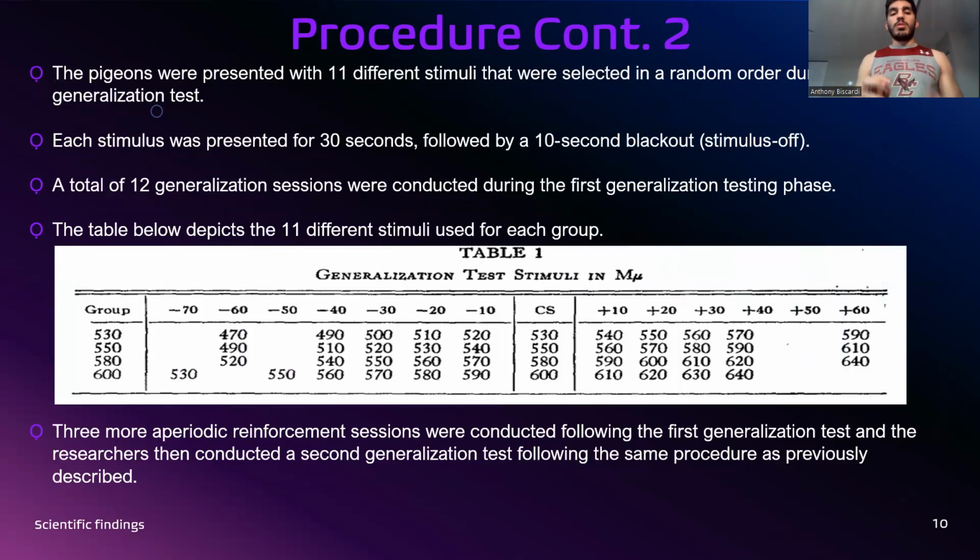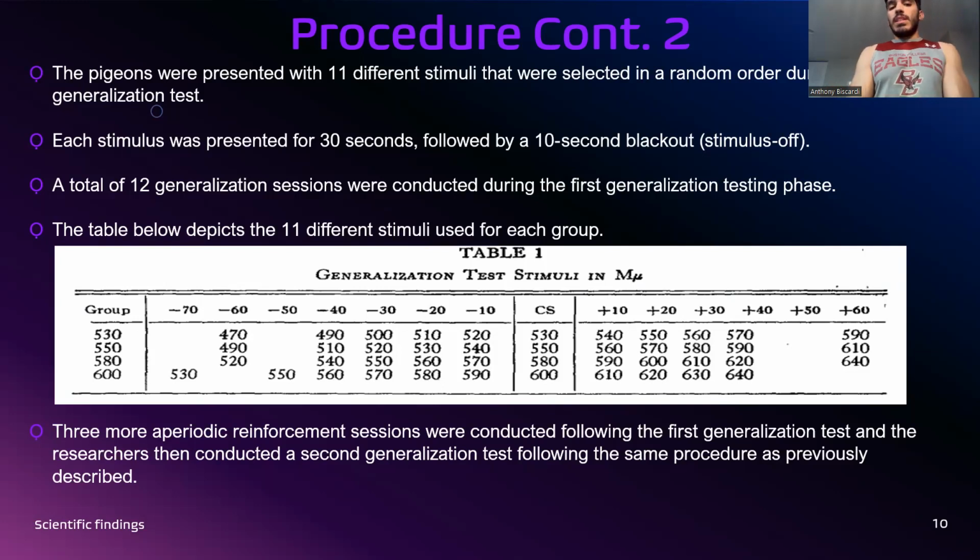And they conducted a total of 12 generalization sessions in the first generalization test. Each session consisted of the presentation of 11 different stimuli. From the table, you can see the 4 groups, 530, 550, 580, 600, and that was the wavelength of light that those were trained on. That's termed the CS.